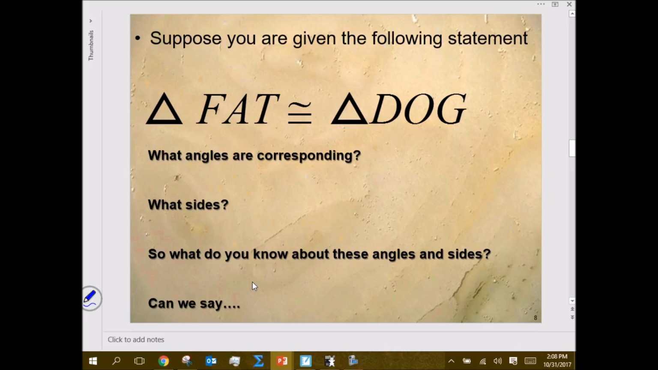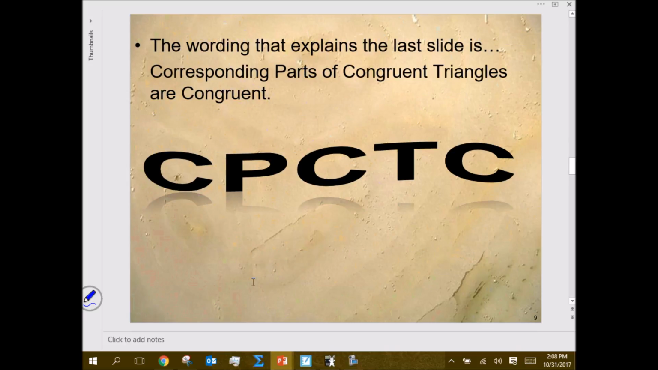Right. So that idea, if I give you the congruency statement, triangle FAT congruent to triangle DOG, is called a congruency statement. You're able to show me what parts are corresponding, and then from that you can tell me what parts are congruent. That leads us to this phrase here.